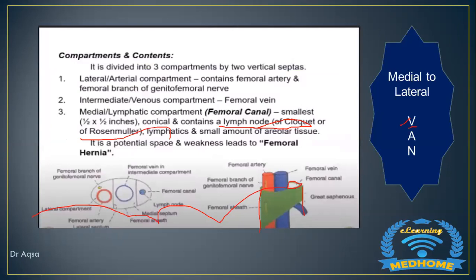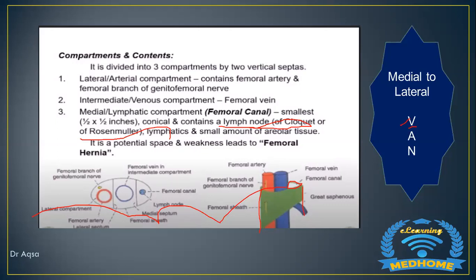It is divided into 3 compartments. The lateral compartment will include the artery, the intermediate compartment will include the vein, and the medial compartment will include the femoral canal. So remember that the medial compartment of the femoral sheath is the femoral canal. The most medial will be the femoral vein, then the artery in between, and the nerve most laterally. Now, what does this femoral canal contain?